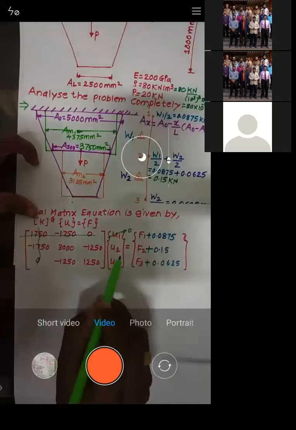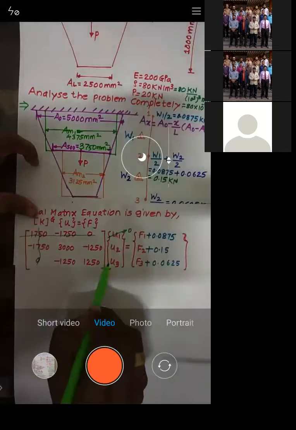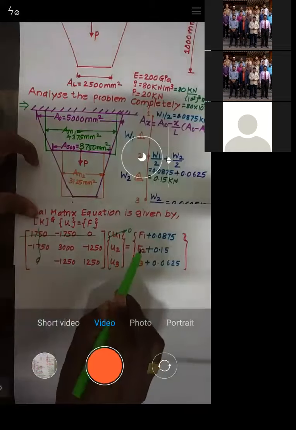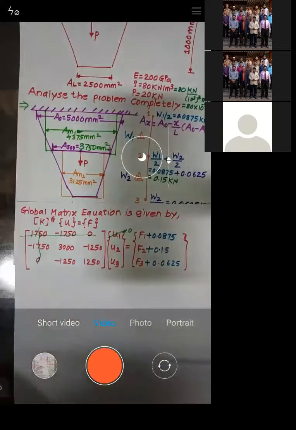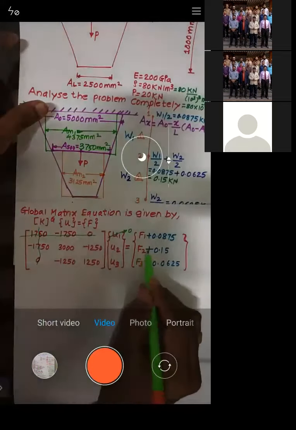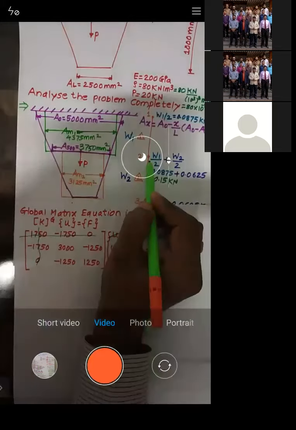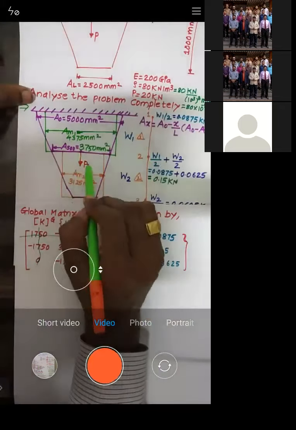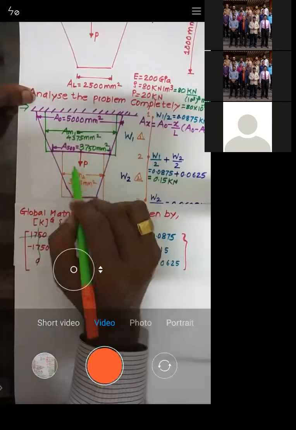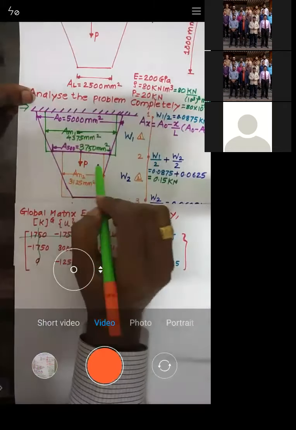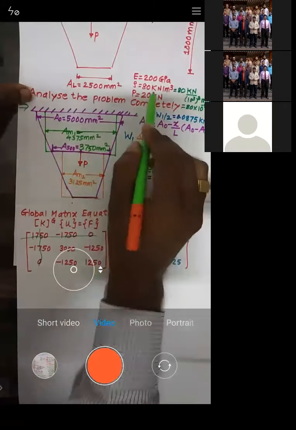So we are interested to calculate the values of u2 and u3, provided we put the values of f2 and f3. So what is f2? It is the force applied at node 2. At node 2, we applied load P, and the magnitude of P is 20 kilonewton.